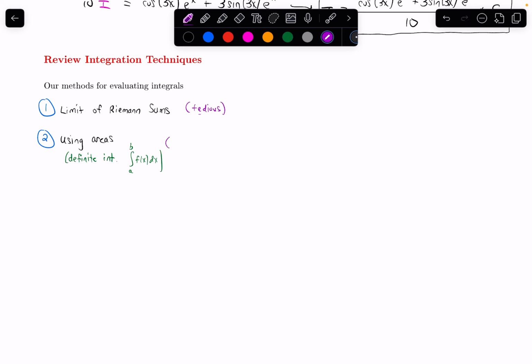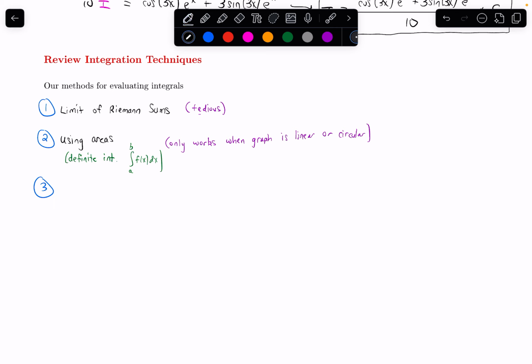Okay, so using areas, but this only works for simple shapes. It only works when the graph is either linear, so straight lines, or it's circular. So when I have circular paths, or maybe part of a semicircle. Okay, so using areas. All right.